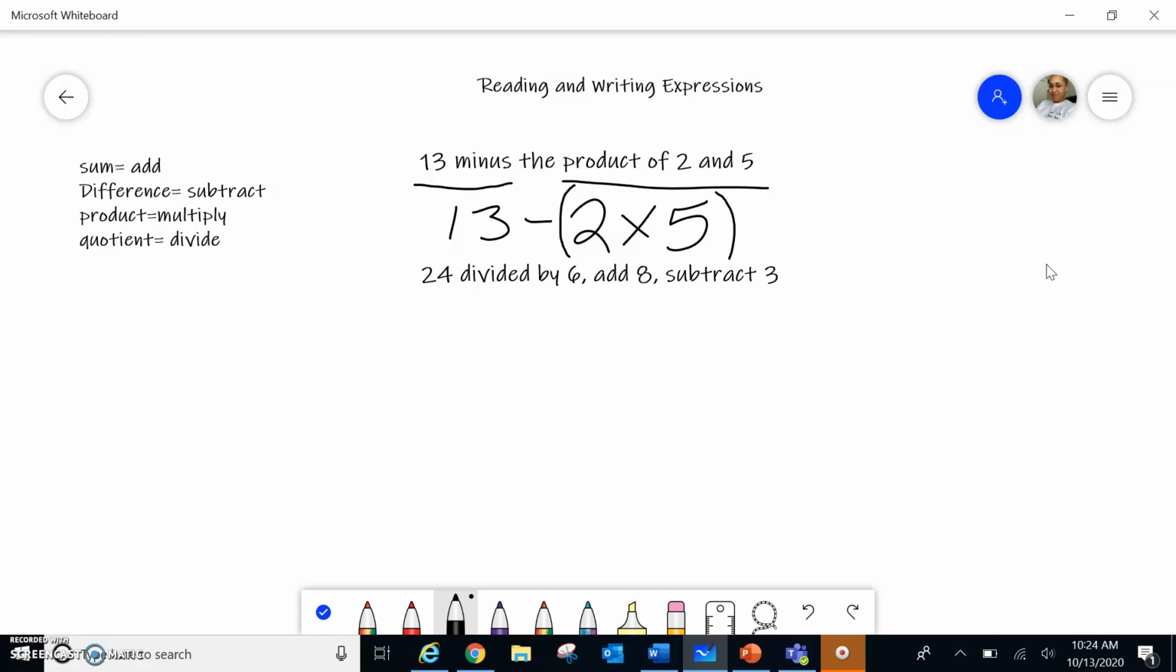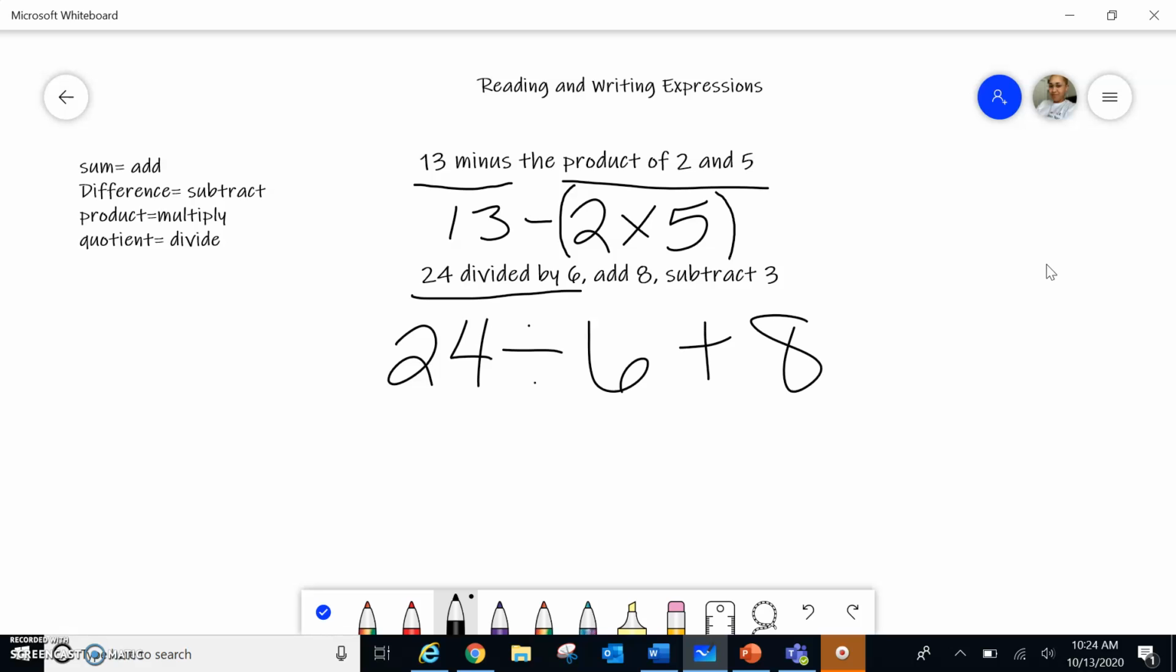Anyways. The next one says 24 divided by 6, add 8, subtract 3. Alright, so this one is fairly simple because we already know these terms. So we're going to start again from the beginning. 24 divided by 6. So I'm going to write that. Alright, and then I have to add 8. And then I'm going to subtract 3. And there you have it. 24 divided by 6 plus 8 minus 3.